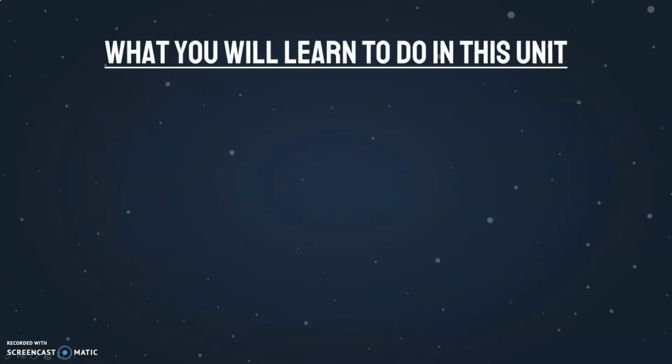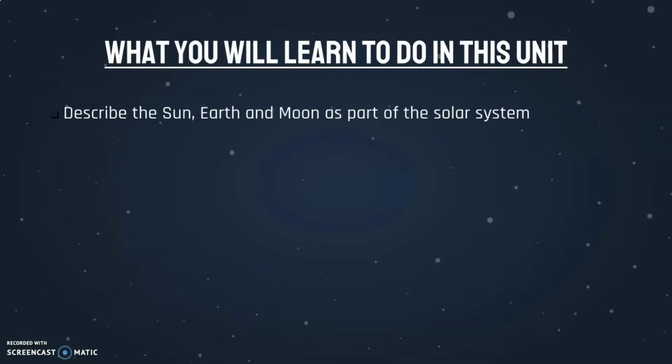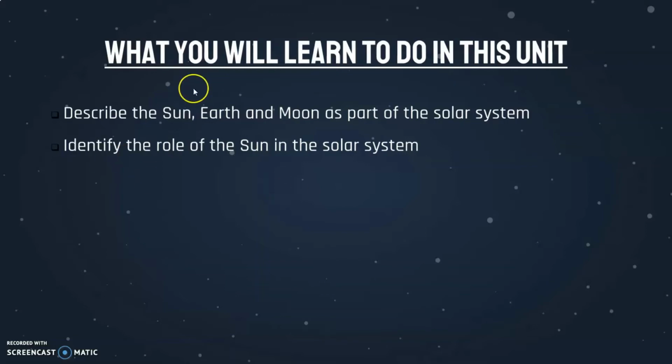Next, in this unit, I want you to learn this. Describe the Sun, Earth, and Moon as part of the solar system. And then identify the role of the Sun in the solar system. We will describe one by one from the Sun, Earth, and Moon first.